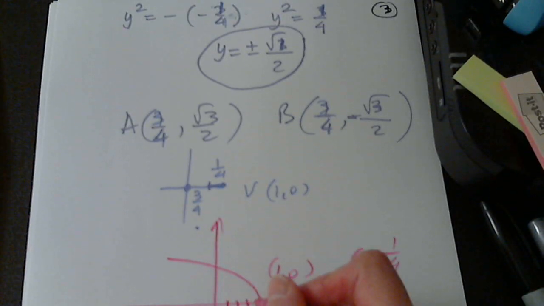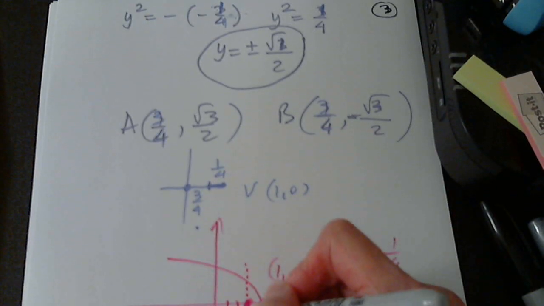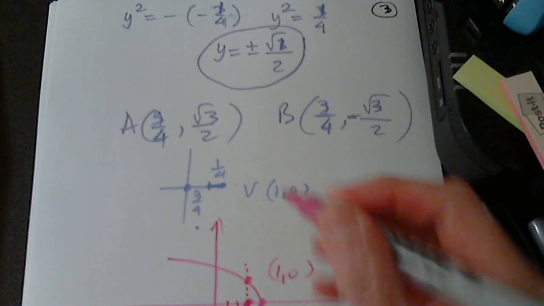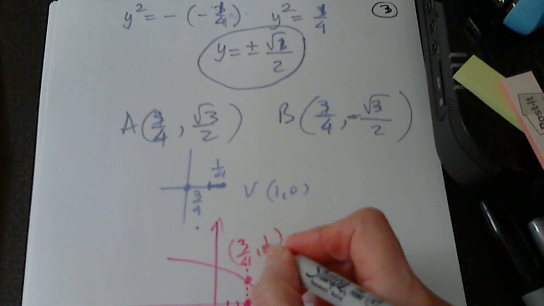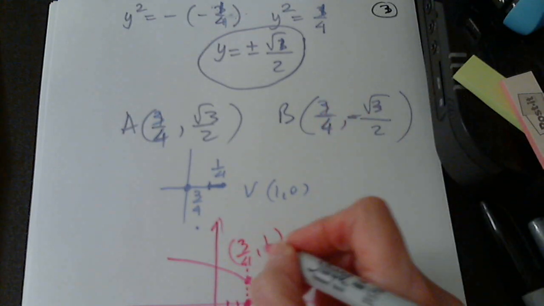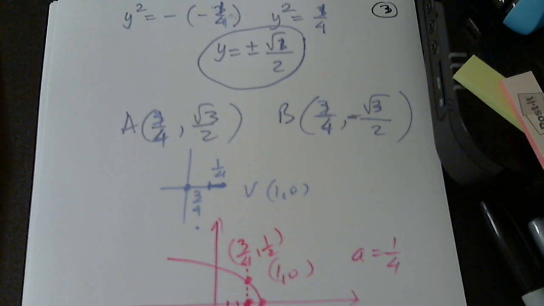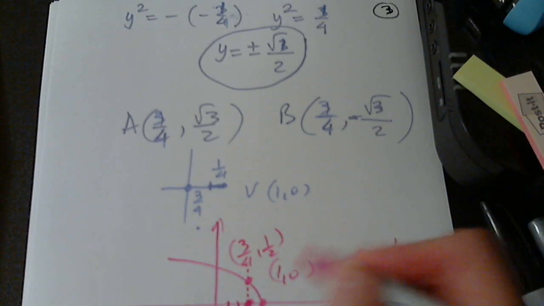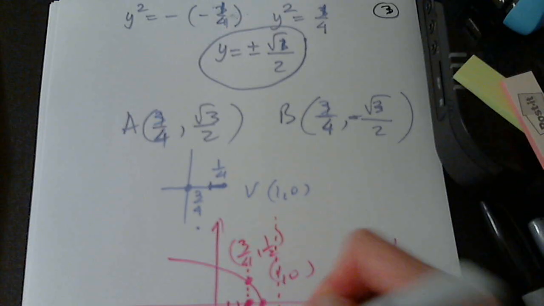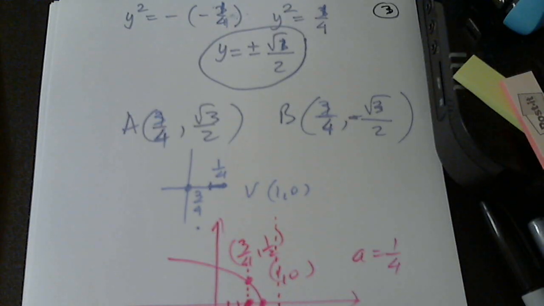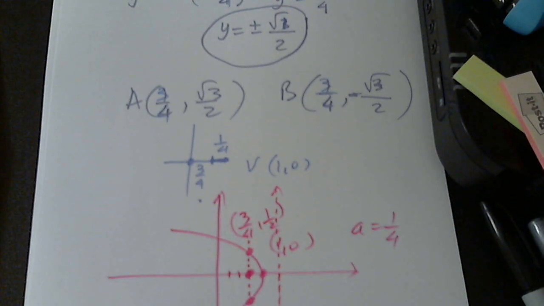1, 2, 3, 4 right here. So then this point is 3/4, 1/2, and this is 3/4, negative 1/2. And this is 1, 0. And then we go on the other side, 1 plus 1/4. So x equals 1 plus 1/4, x equals 5/4.